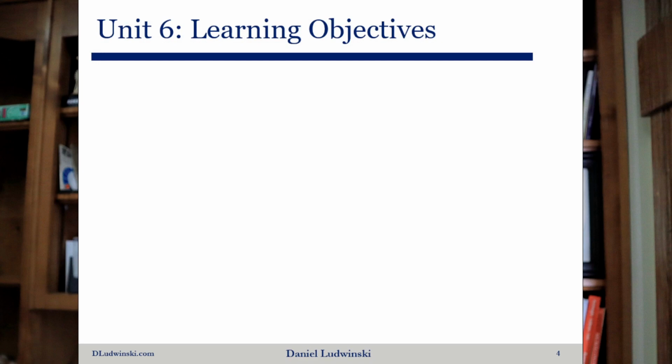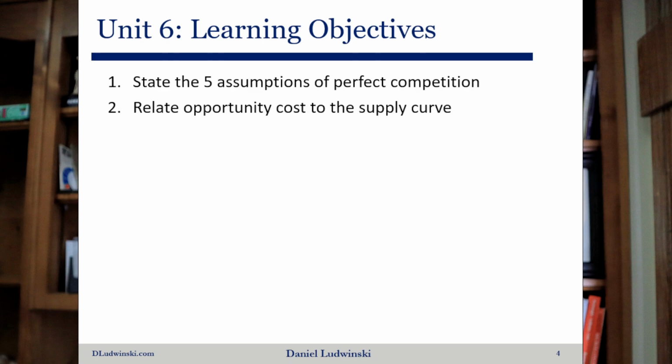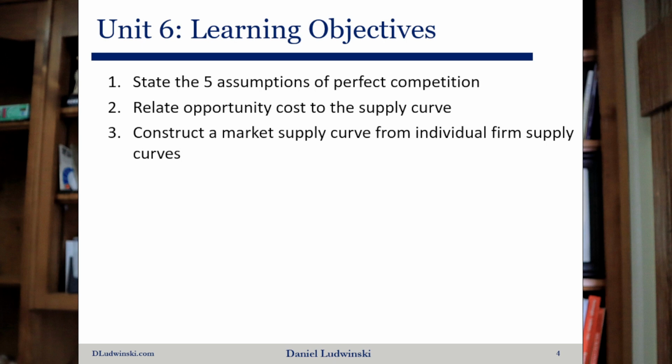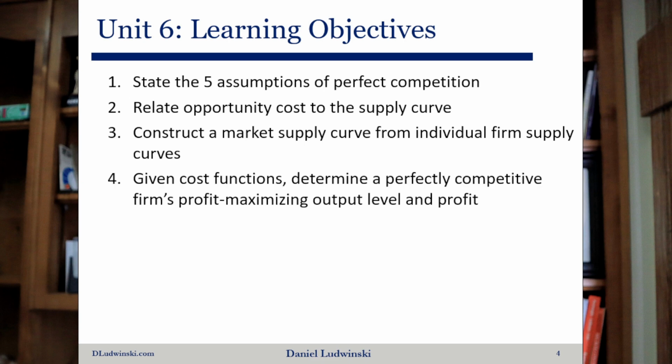So now let's discuss my learning objectives for this unit in terms of what I want you to be able to do after having gone through this. I want you to be able to state our 5 assumptions of perfect competition. I want you to relate opportunity costs to our supply curve and understand how those ideas connect. You should be able to construct a market supply curve from individual firms' supply curves. With cost functions, you should be able to determine the perfectly competitive firm's profit maximizing output level, and what they would receive as a profit.